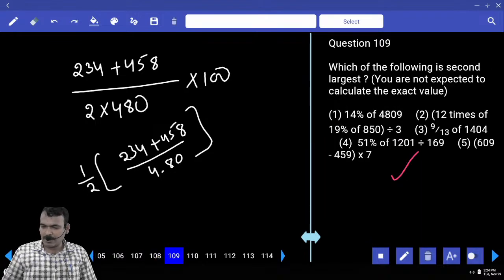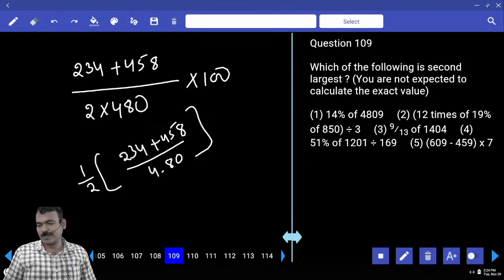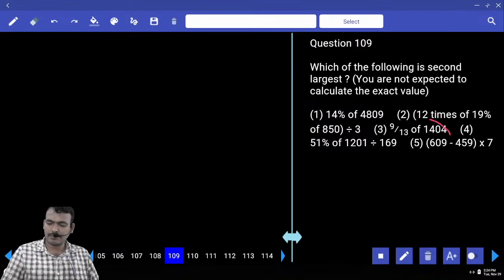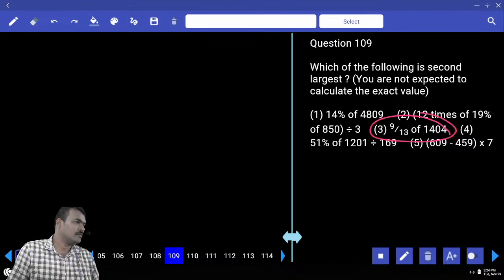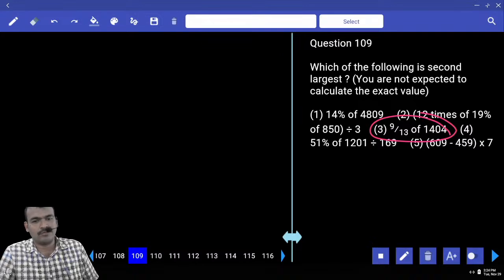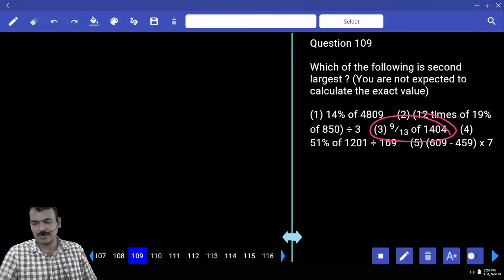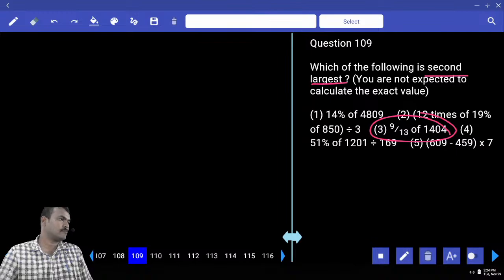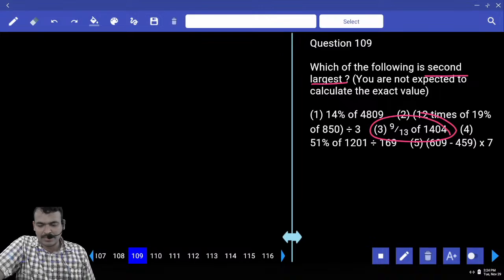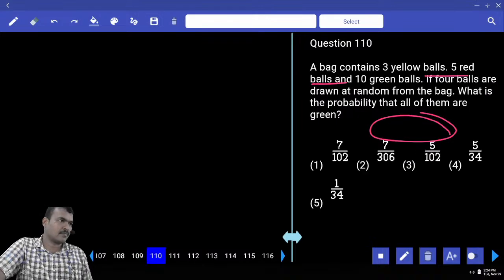Question number 109. Verification. Which of the following is second largest? We required which one? Second largest number. Verify చేయండి, ఆన్సర్ వస్తుంది. Third option is answer. 9 by 13 of 1404, that is third option is answer. Second largest number. Calculation cheppala ippudu లేదు కదా. Second one, third one is answer. Second largest number nothing but third option.